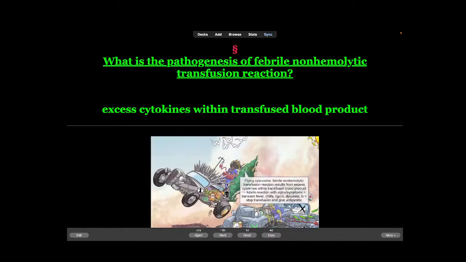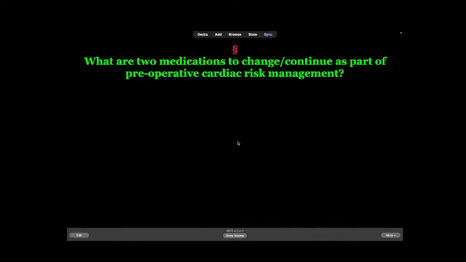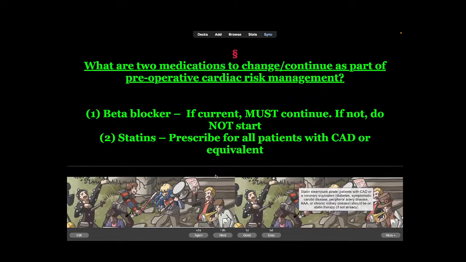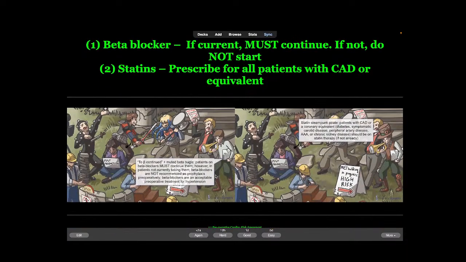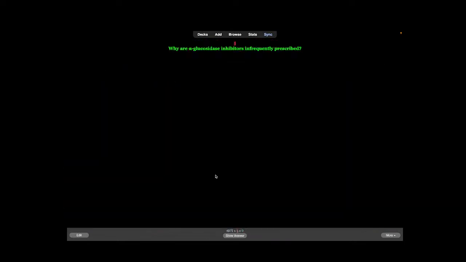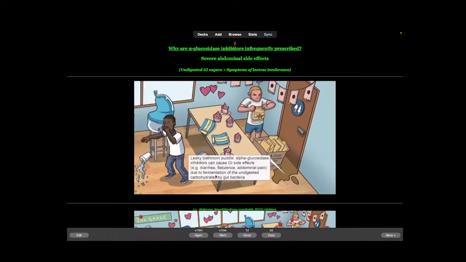And you have two medications to continue for perioperative cardiac risk management. So what is that? Beta blocker. What is this for? Cardiac. Kind of weird. Okay, and you got statin. Alpha-glucosidase inhibitors are infrequently prescribed. Oh yeah, because it causes severe abdominal side effects.